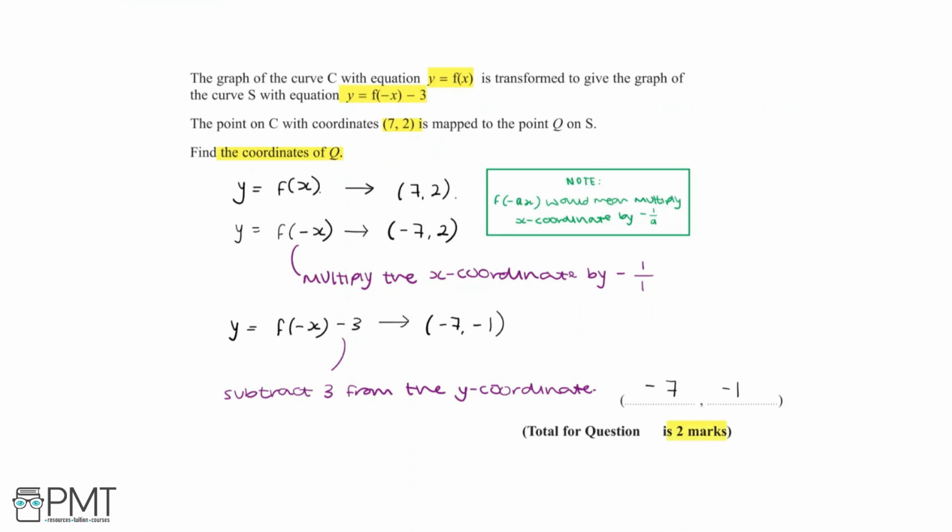Now this question is worth 2 marks. We get the first mark for finding the x coordinate of point Q, which we did by multiplying 7 by minus 1 to get minus 7. We get the second mark for finding the y coordinate of point Q, and we did this by subtracting 3 away from 2. 2 take away 3 is equal to minus 1, and so we found that the y coordinate of point Q is equal to minus 1. And so by finding that point Q is equal to minus 7, minus 1, we've achieved the full 2 marks needed in this question.